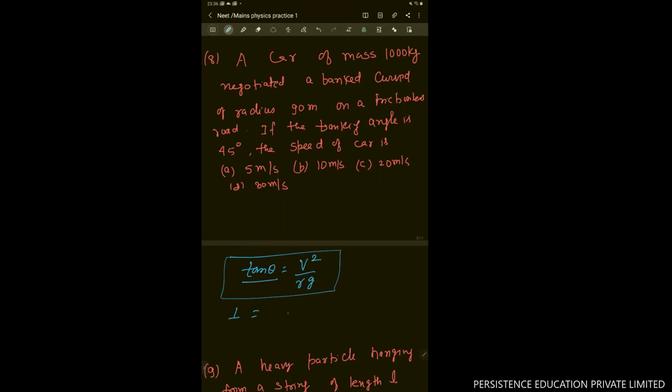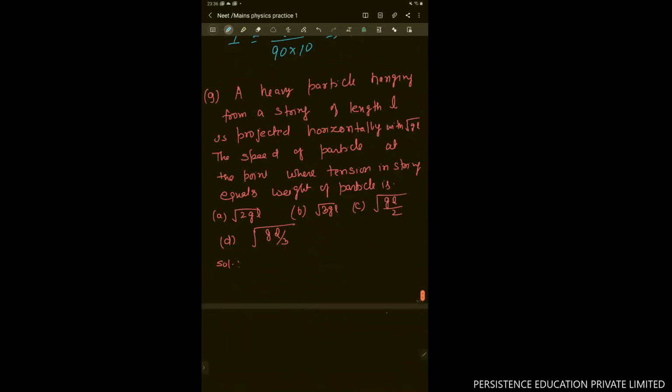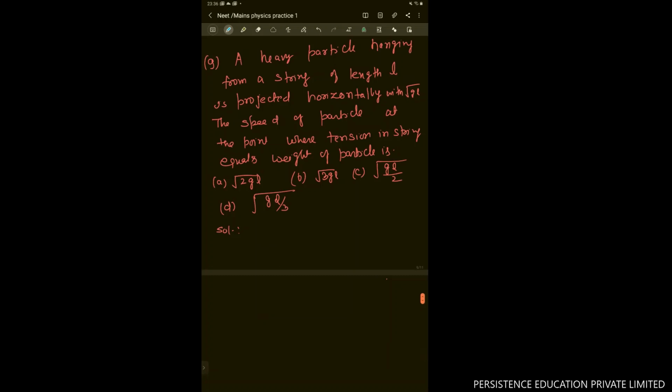V square, we are supposed to find. This is 90 and this is G. So this will come as 30 meters per second. You can directly take this. This is again a very simple question. Let's take question number 9. Question number 9 is a very interesting question, and it's a little bit on the tougher side for the NEET people.